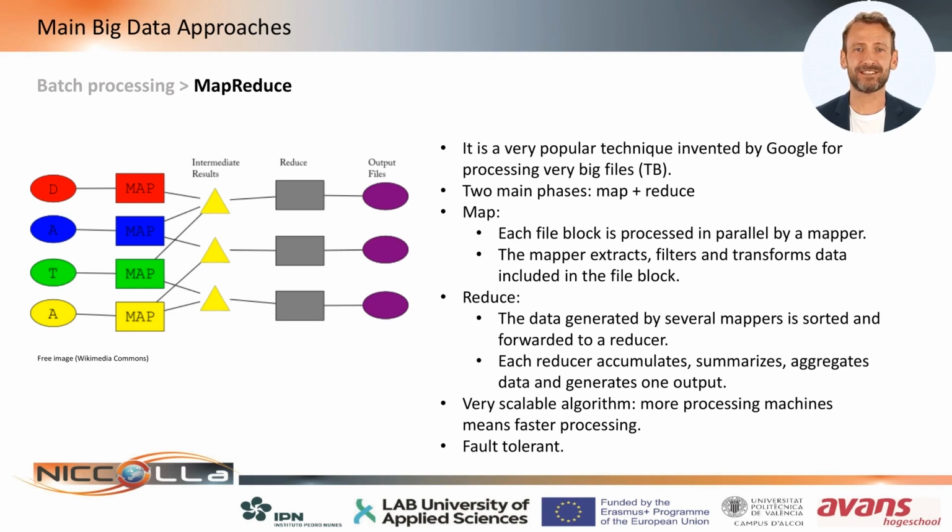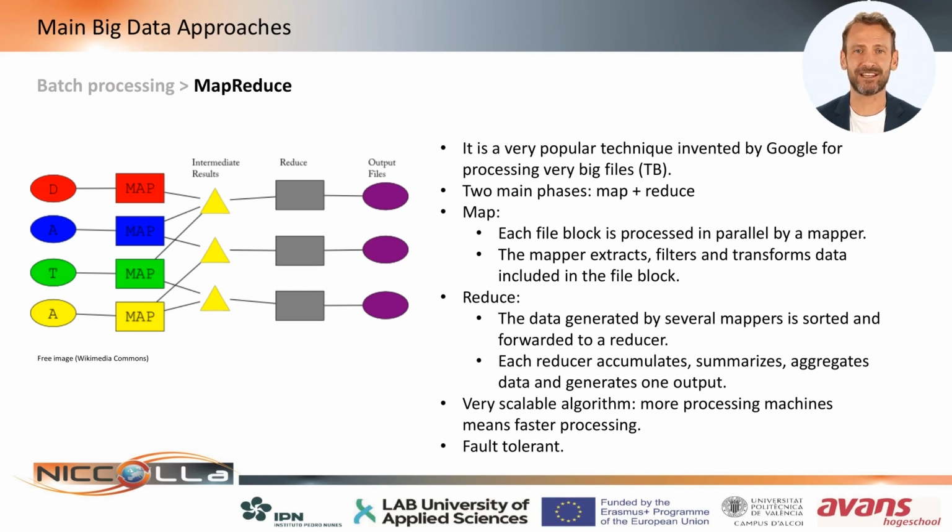In the map phase, big files are broken into multiple blocks, and each block is processed by a mapper in parallel. The mapper is a function which receives the data included in a block, and then extracts the required data, filters, and transforms them in such a way that is useful for the next phase. In this phase, lots of data get generated. It is considered an expansion phase.